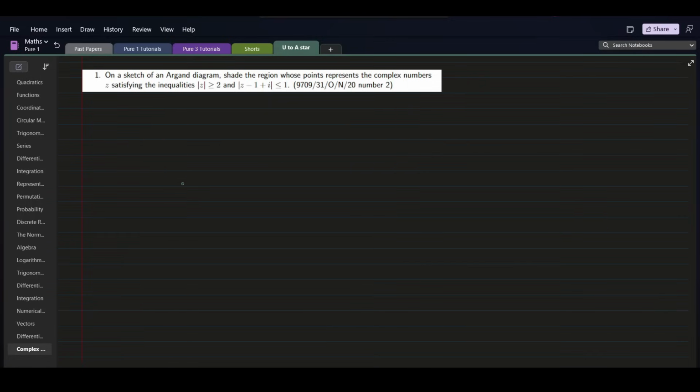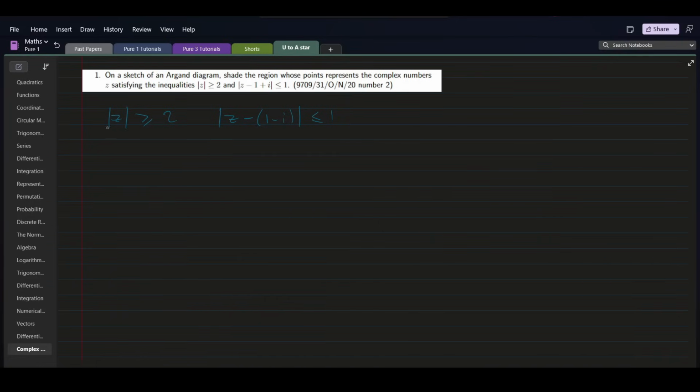On a sketch of an Argand diagram, shade the region whose points represent the complex number z satisfying the inequalities: modulus of z is greater than or equal to 2, and the modulus of z minus 1 plus i is less than or equal to 1. Okay, so we've got the modulus of z is greater than or equal to 2, and then we have the modulus of z, I'm just going to factor out a negative sign here, so that will be 1 minus i, is less than or equal to 1.